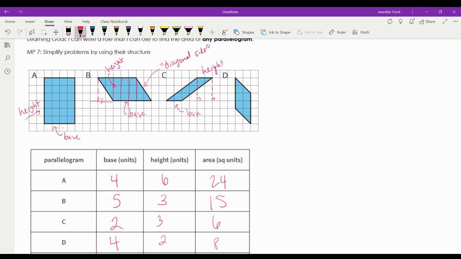And that little boxing that I'm making, height. You can measure it here. You can measure it there. The little boxing that I'm making is indicating that it makes a 90-degree angle. So like if I were to extend that line from the base, the height is perpendicular to the base. And then for part D, I'm calling this side the base. So then the height is going to be the line perpendicular to that. So this is the height.